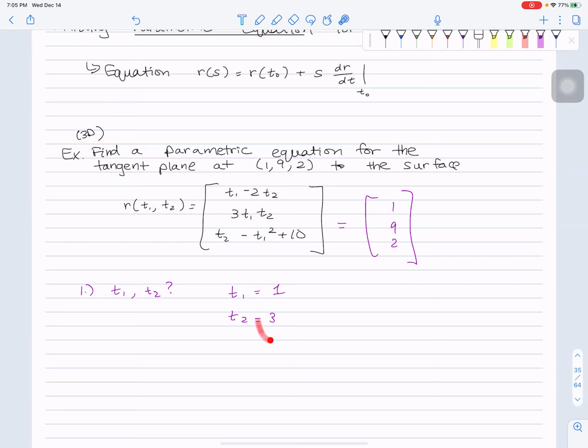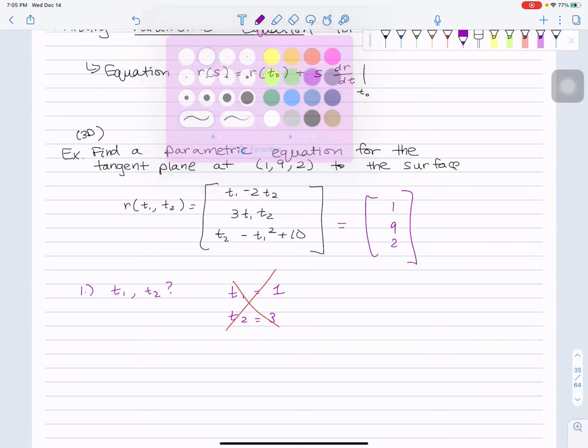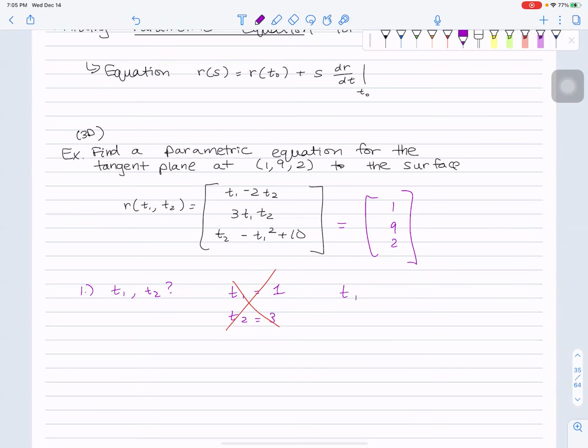But we plug this back into our first row, and what do we get? We get 1 minus 6. That's not 1, so we know that this is not the solution. Let me guess another thing. What about T1 is 3 instead this time?